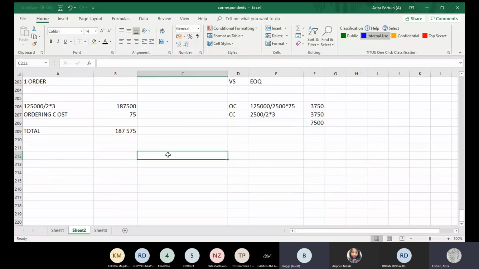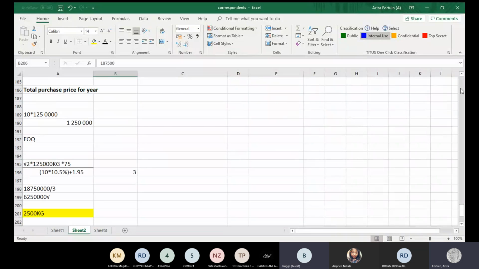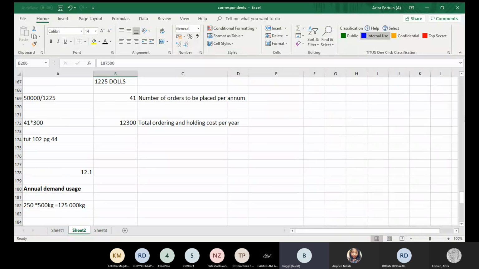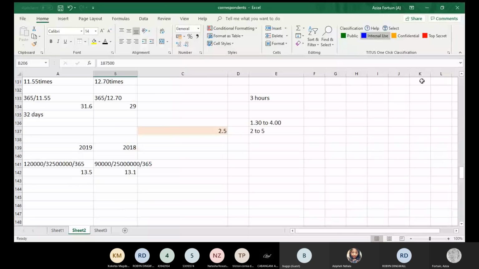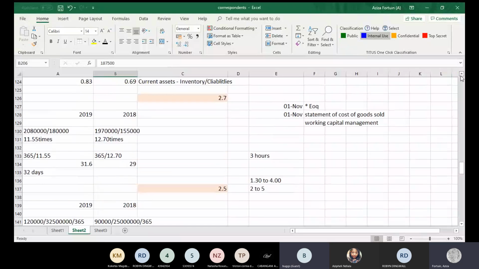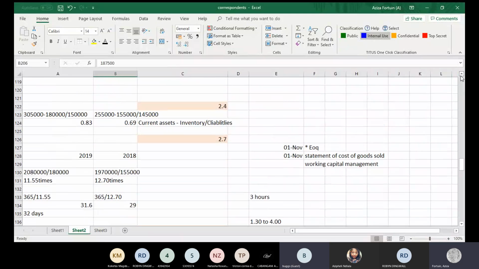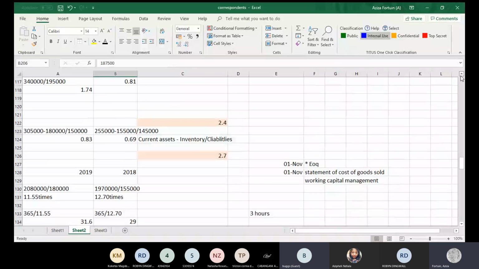Aziza, I still don't know how to do it, to be honest. Okay, where are you stuck? I'm confused from where we calculate the EOQ. I don't even know how to do that. Who's speaking Arabic? It's Rushana. Oh, Rushana, sorry. Sorry, my screen is closed.